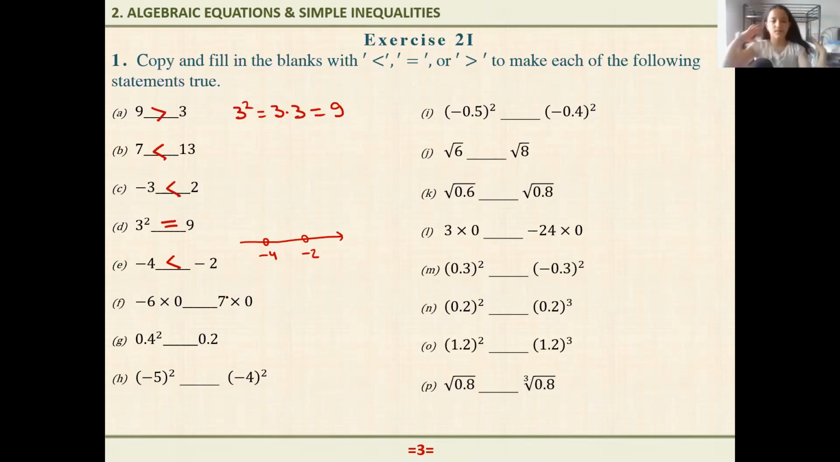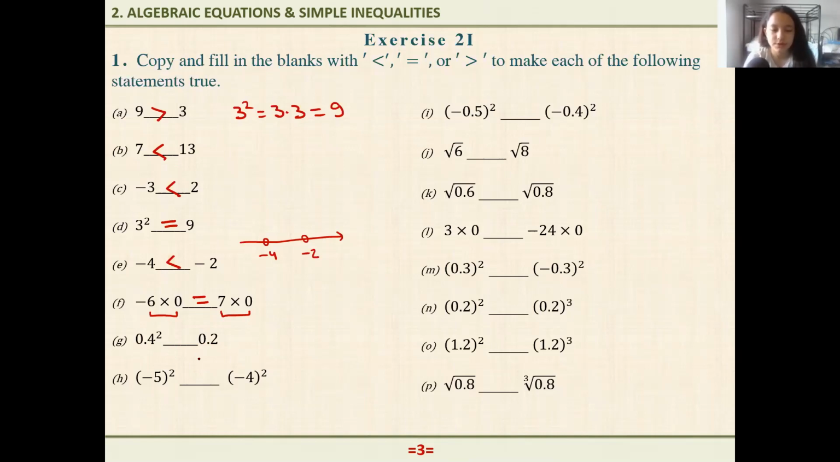Okay. So in this kind of expressions, first we have to simplify. Then we can compare. What is negative 6 times 0? 0. What is 7 times 0? 0. So what can you say about these two things? They are both equal to each other, right? All right. And how about G? 0.4 squared, 0.2. Which one is greater?